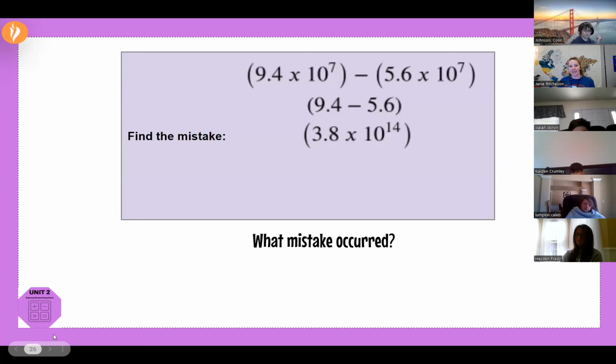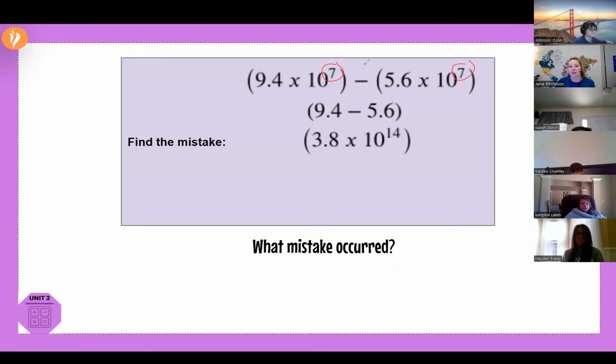Okay, now look at this problem closely. There is an error. What happened? They added the exponents to each other. They did. You are not ever allowed to add or subtract those exponents in an addition or subtraction problem, okay? So part of this answer should be 10 to the 7th, and then it looks like everything else is right. So be careful. That's a very easy mistake to make.